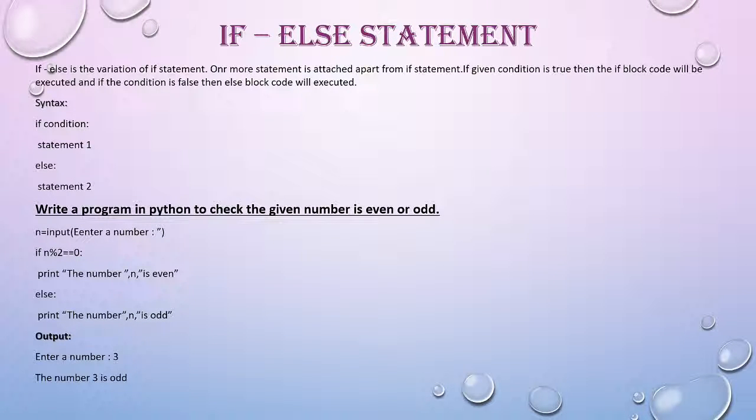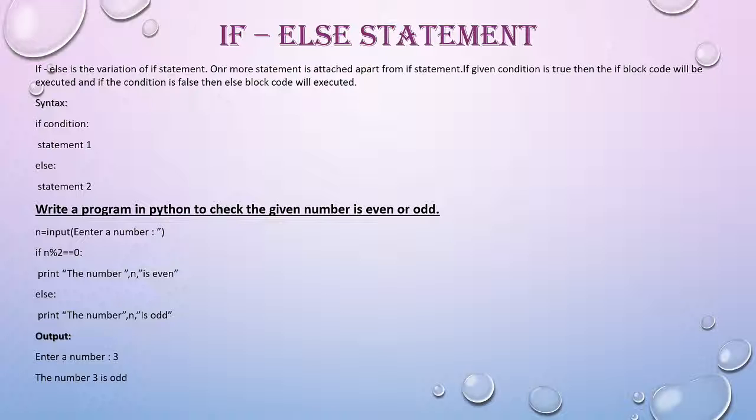Now comes the if-else statement. If-else is the variation of if statement. One or more statements are attached apart from the if statement. If the given condition is true, then the if block code will be executed, and if the condition is false, then the else block code will be executed.